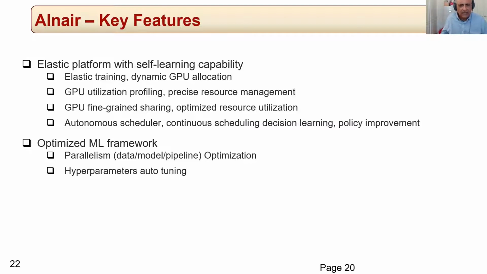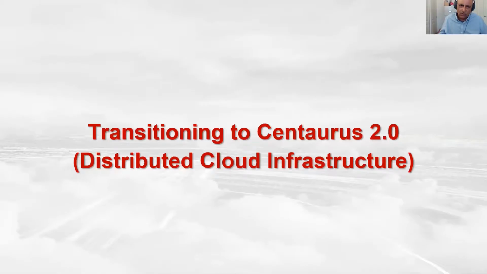So that's Elastic. The key features are elastic training, dynamic GPU allocation, GPU utilization profiling, resource management, GPU fine-grained sharing, and the whole parallelism: data parallelism, model parallelism, pipeline, hyperparameter auto-tuning, and all of these things. Essentially, all of the relevant system components for enabling large-scale AI algorithms. So that's the goal of Altair.